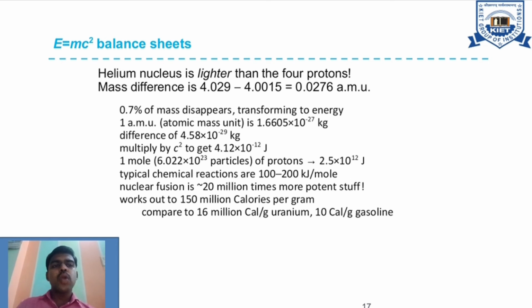Because 1 mole of protons gives 2.5 into 10 power 12 joules, while typical chemical reactions give 100 to 200 kilojoules. We have to keep in mind the ranges, because E equal to mc squared, that is the balance sheet, we are considering from the point of view of nuclear fusion. That is 20 million times more potent. At the same time, comparatively, look at the last line, 16 million calories per gram uranium, 10 per gram gasoline. So various ranges we have to keep in mind, since the helium nucleus is lighter than the 4 protons.